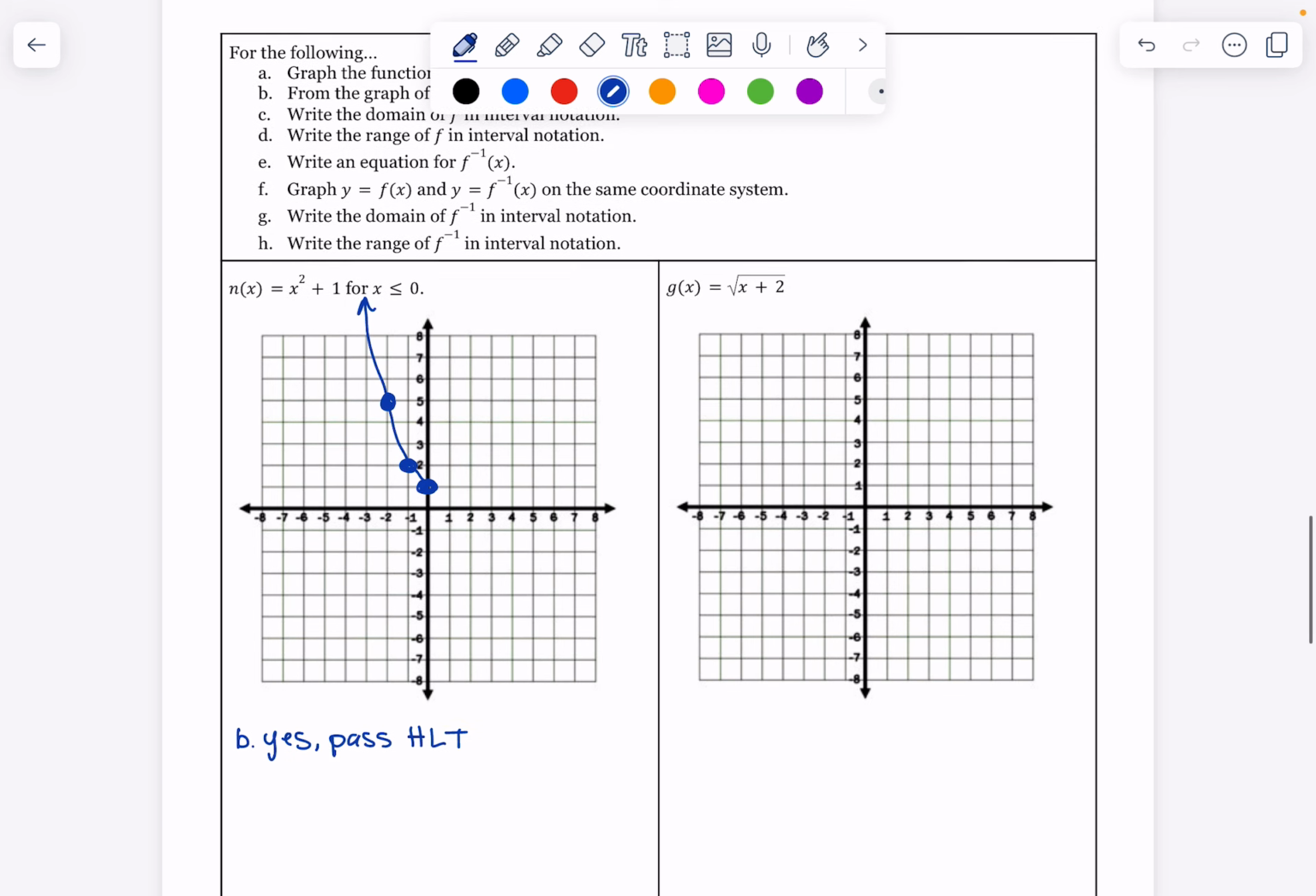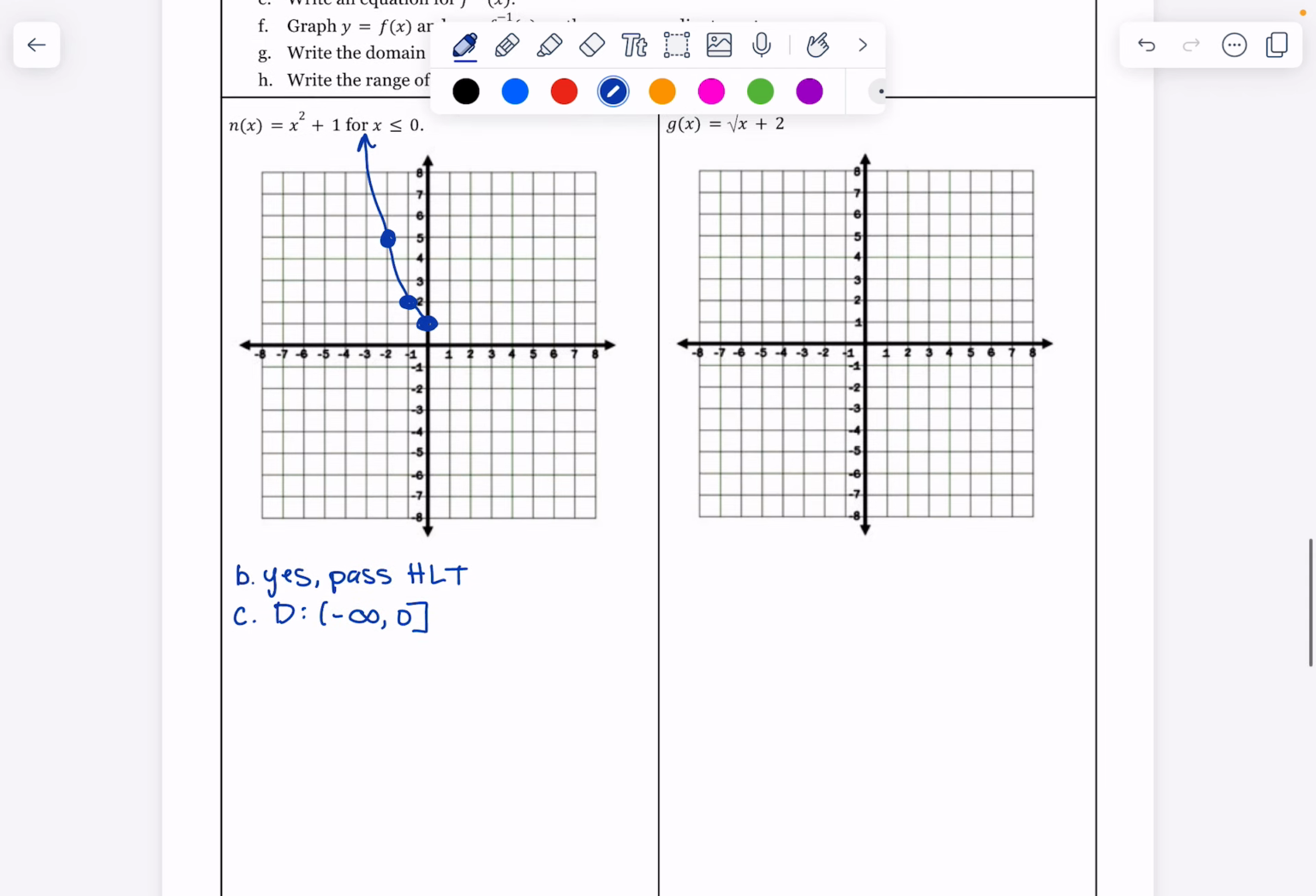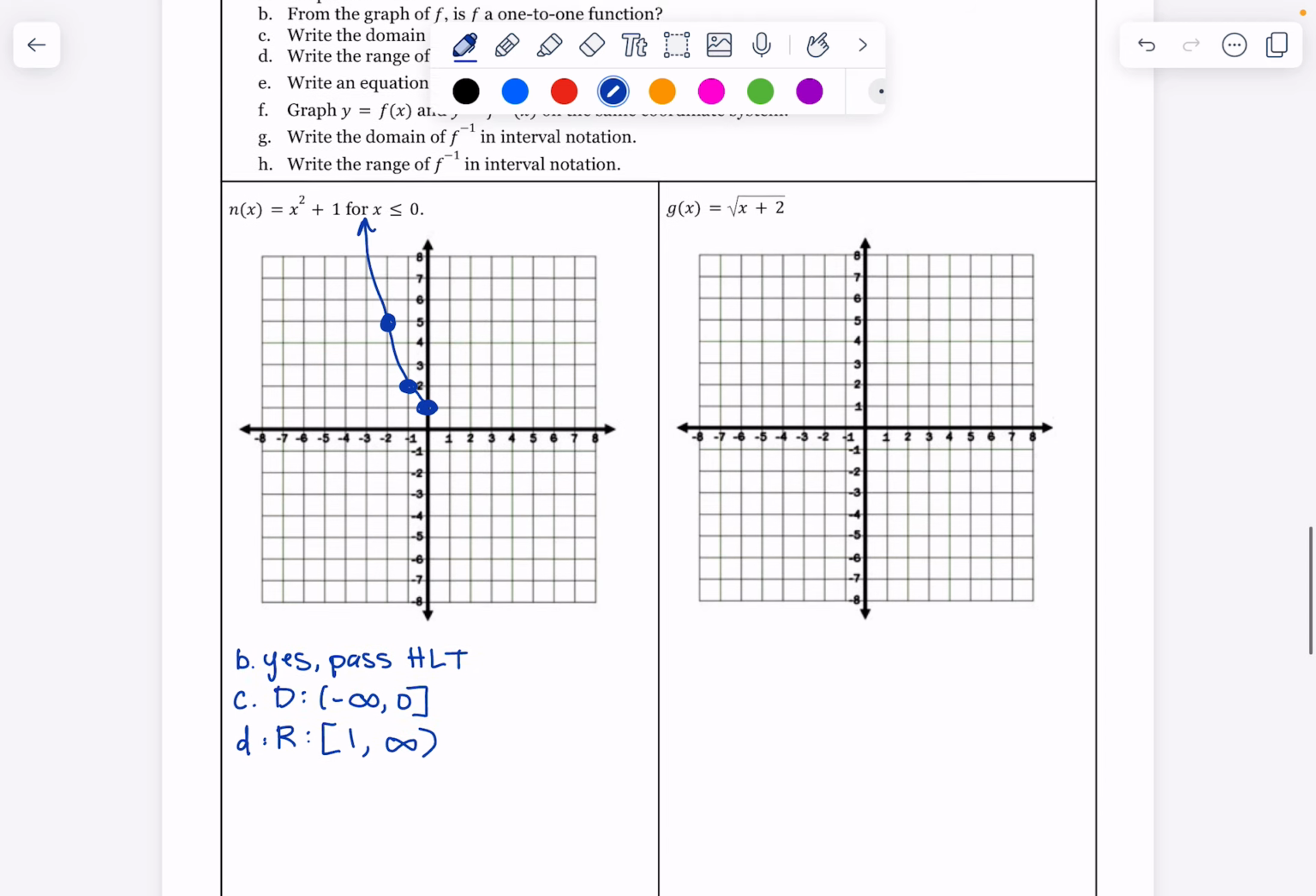Part C, write the domain of f in interval notation. So the domain in interval notation would go from negative infinity to 0 included. Part D, write the range of f. So the range, we're starting at 1 included and going up to infinity.